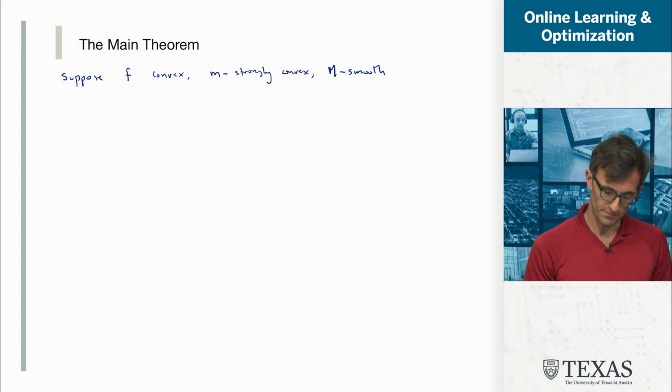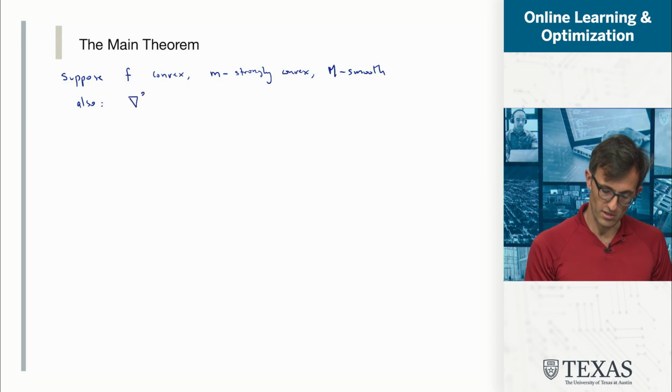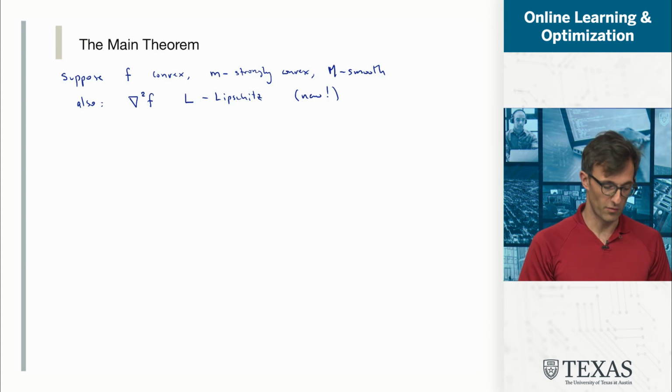We're also going to ask that in addition to it being strongly convex and having Lipschitz gradients, we also need to have Lipschitz Hessians. So this Hessian of f is L Lipschitz. Okay, so note that this is a new condition. We haven't seen it before. And what specifically does it mean for a Hessian to be Lipschitz? Well, it means that the Hessian evaluated at x minus the Hessian evaluated at y are somehow close.